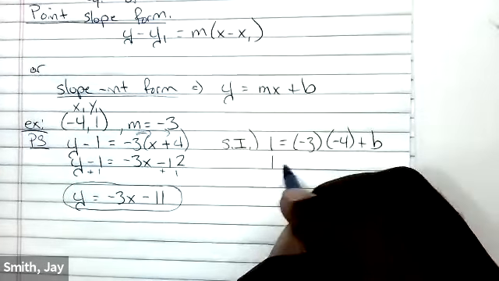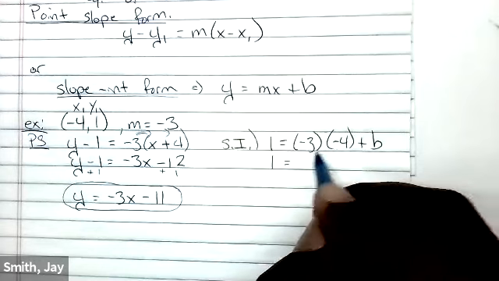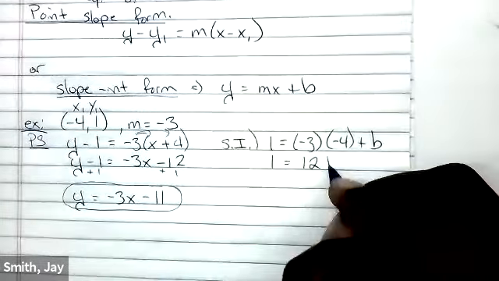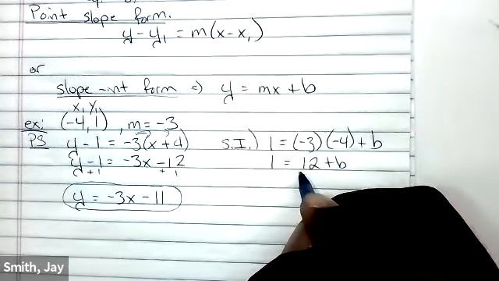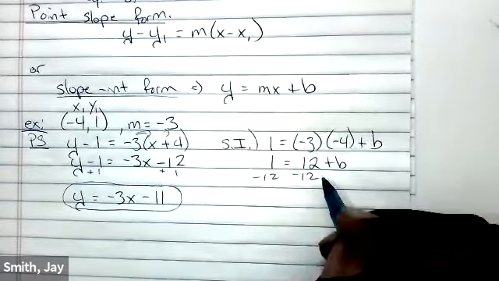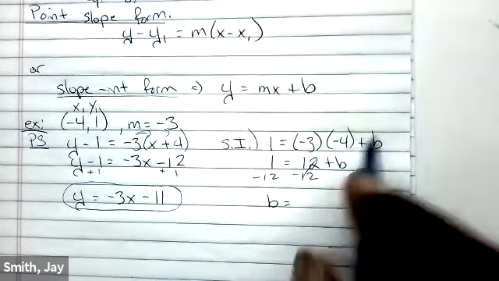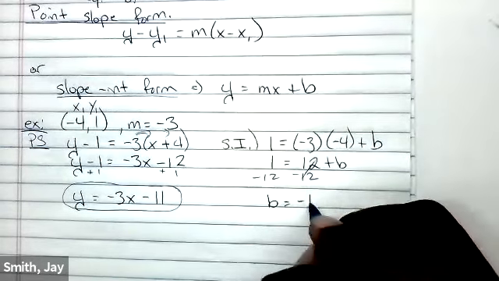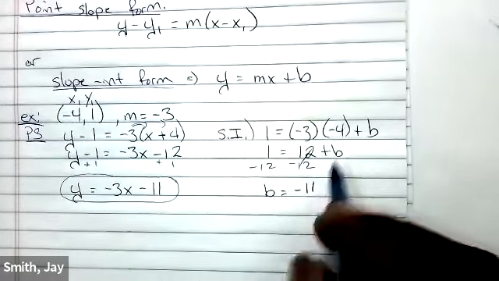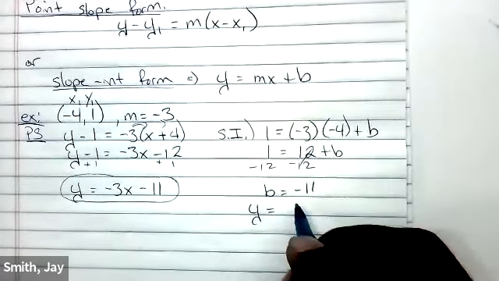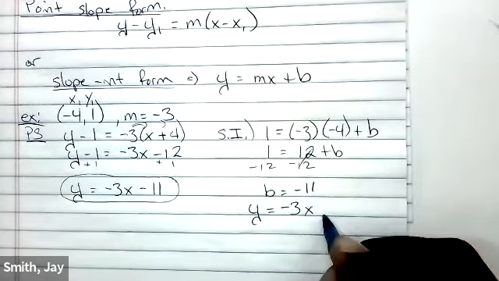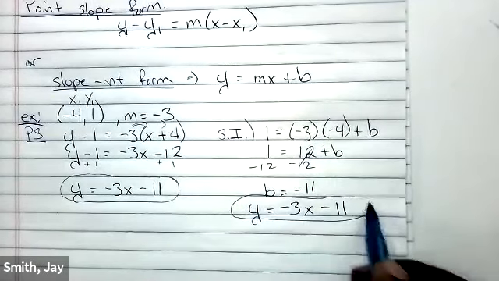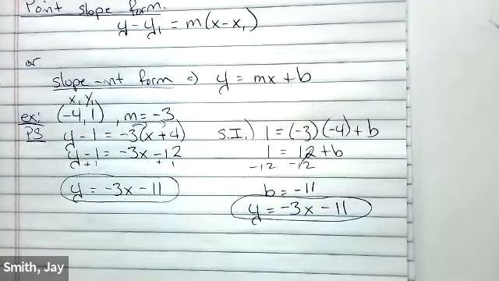So this would be 1 is equal to -3 times -4, which gives me a positive 12, plus b. We're trying to figure out what b is, so we're going to have to isolate it by subtracting 12 from both sides. So b is equal to 1 minus 12, or -11. So for slope intercept form, we'll have y is equal to my slope given to me in the problem, -3x minus 11, my y-intercept that I just found. Notice that either route that we take, we still end up with the exact same equation in slope intercept form.